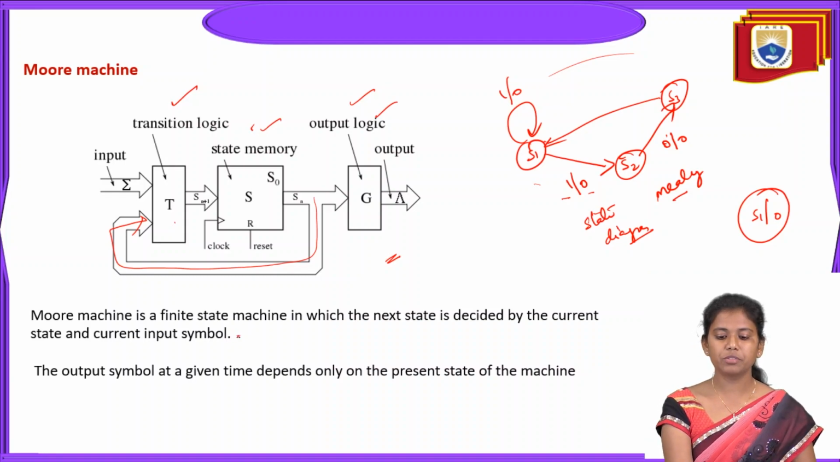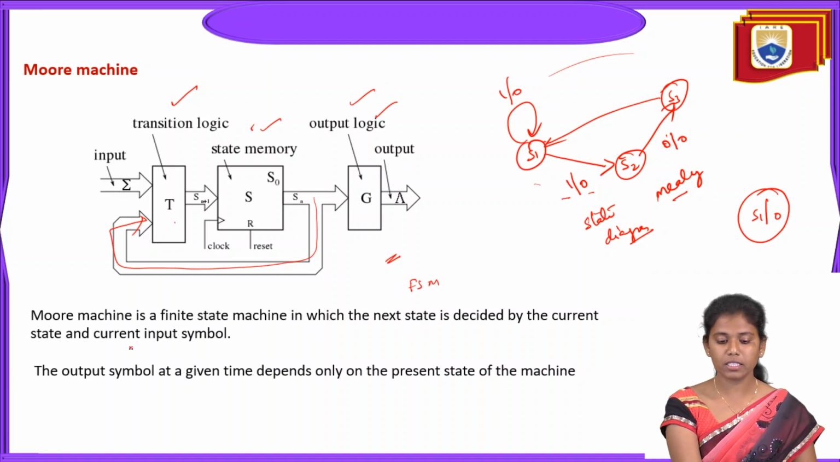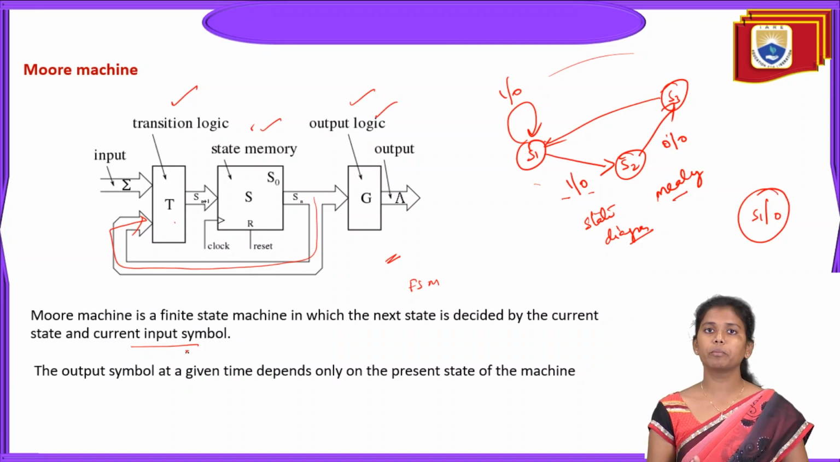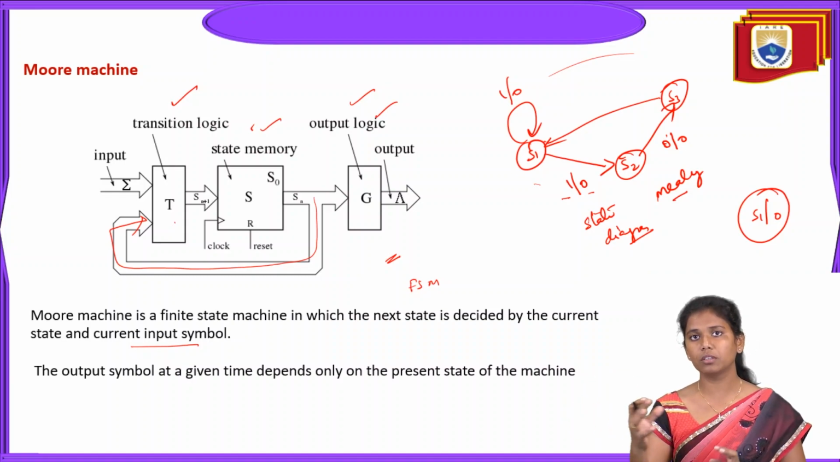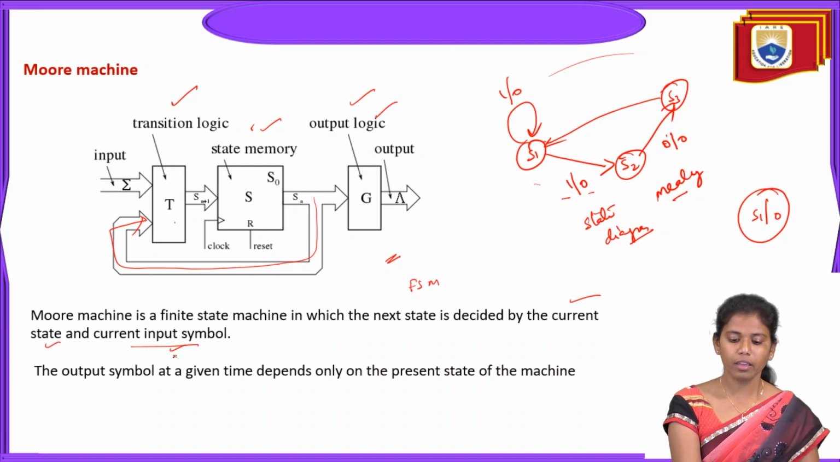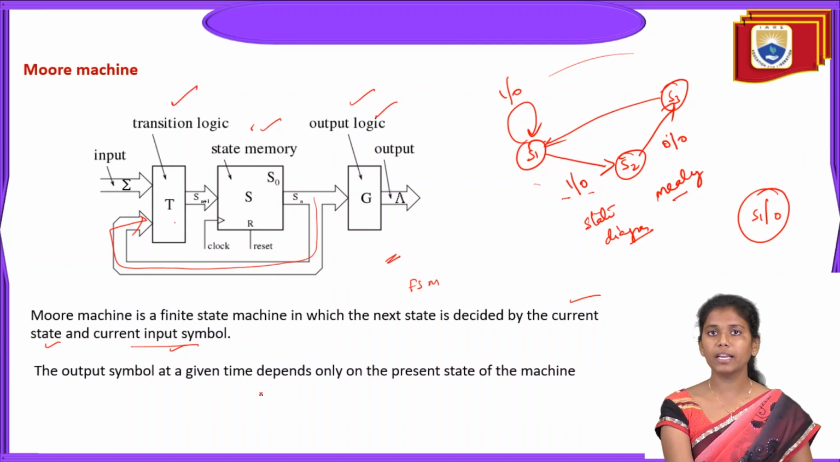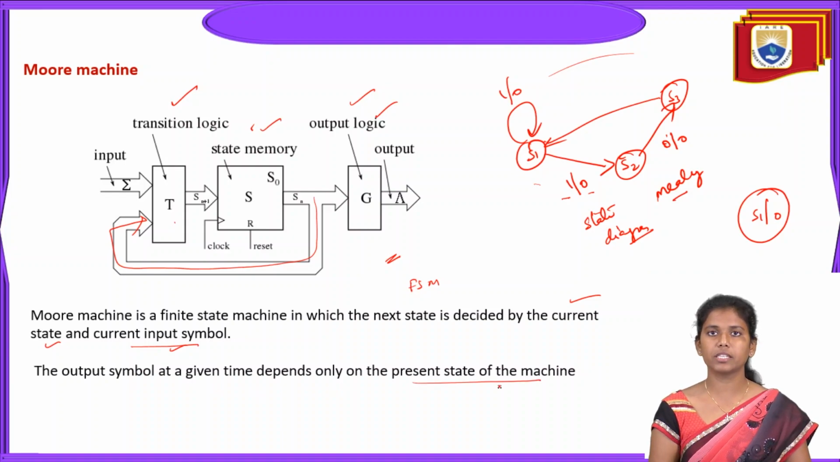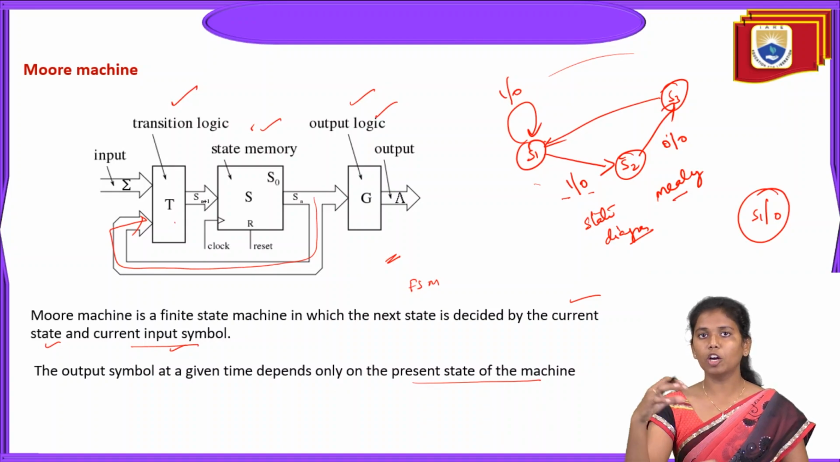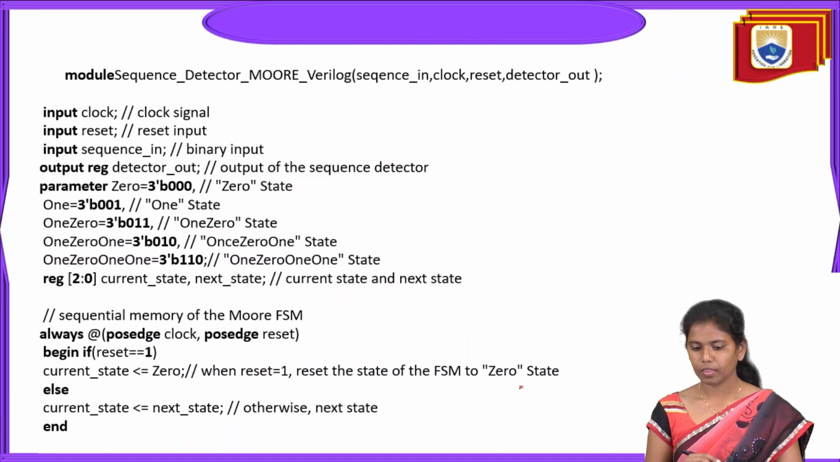Now, the Moore machine is a finite state machine. We know FSM, Mealy and Moore are finite state machines in which the next state is decided by the current state and current input signal. In the Moore machine, the next state is decided based on the current input as well as the current state. Then the output symbol at any given time depends only on the present state of the machine. So the output is determined only with respect to the present state of the machine.